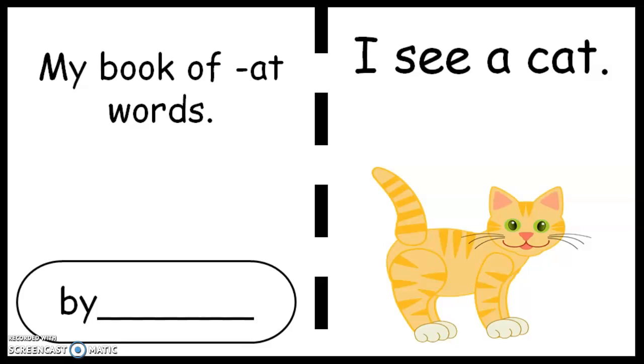Now let's go and read this story. Can you read the words? I see a cat. I see a cat. Did you notice how the sentence begins with a capital letter and ends with a full stop? Very good.